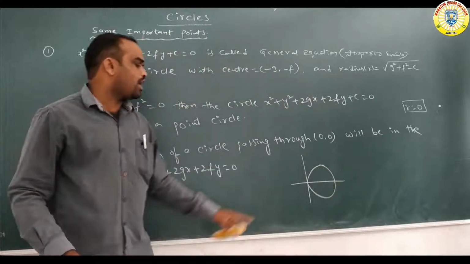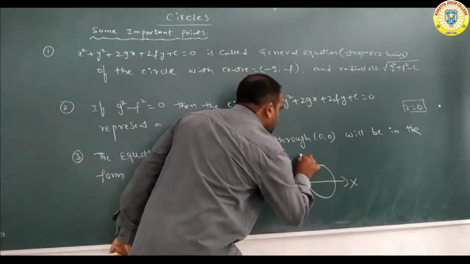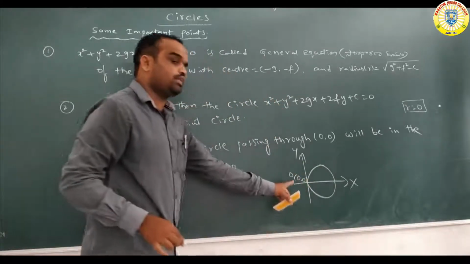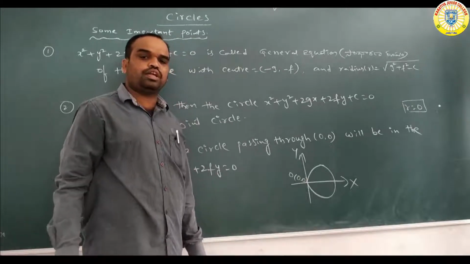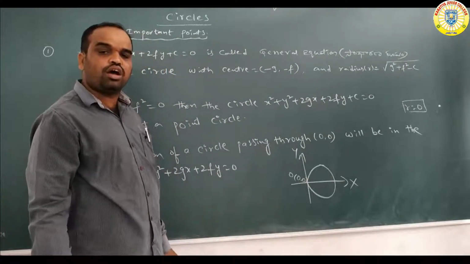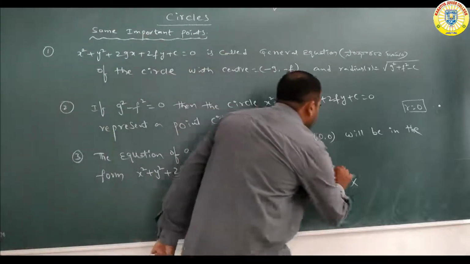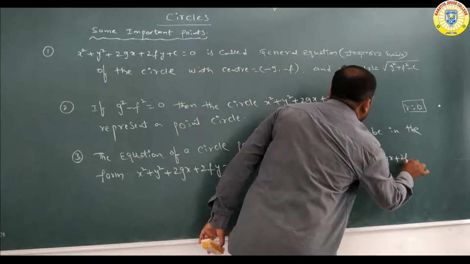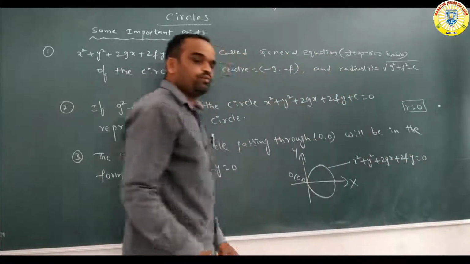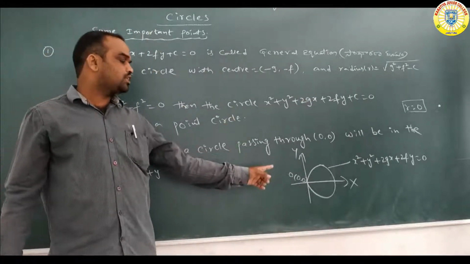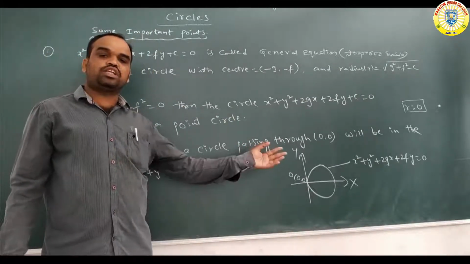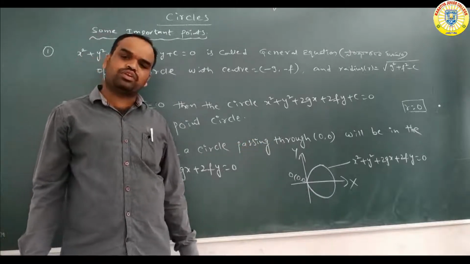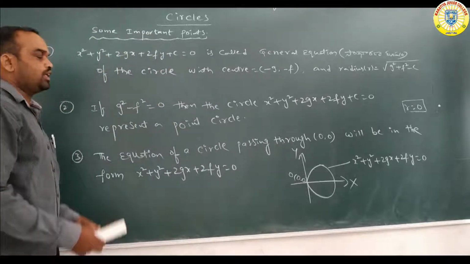A circle passes through the origin. This is the x-axis. This is the y-axis. This is the origin. What are the coordinates of the origin? 0, 0. Okay, now a circle passing through the origin. In that case, the general form of the circle equation is x square plus y square plus 2gx plus 2fy is equal to 0. Understand? A circle passing through the origin, then the equation of the circle is x square plus y square plus 2gx plus 2fy is equal to 0. Understand?